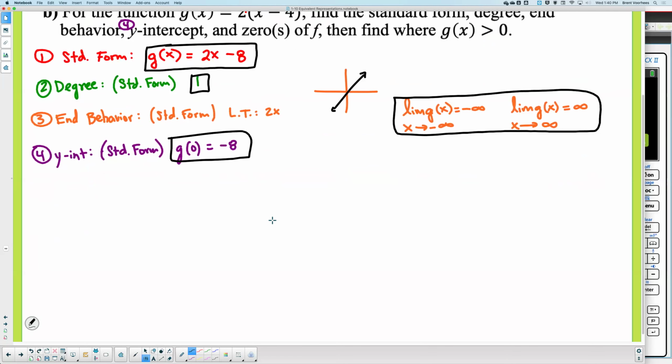Now we arrived here at the end, zeros now. What's the easiest way to find our zeros? The factored form. We're going to look at the factored form on this. So factored form.